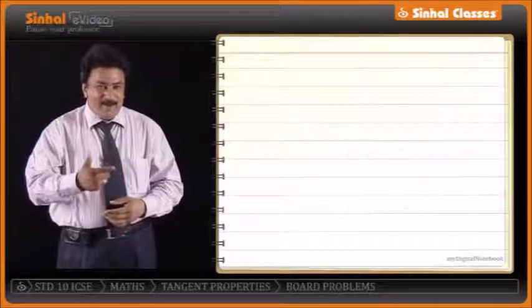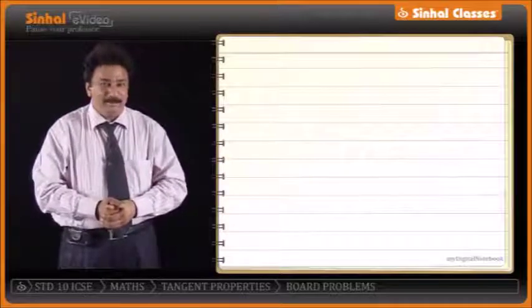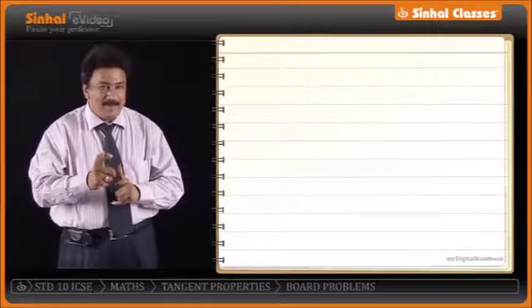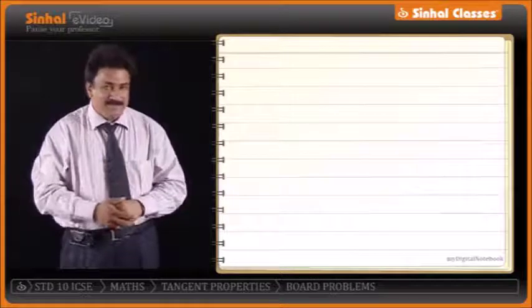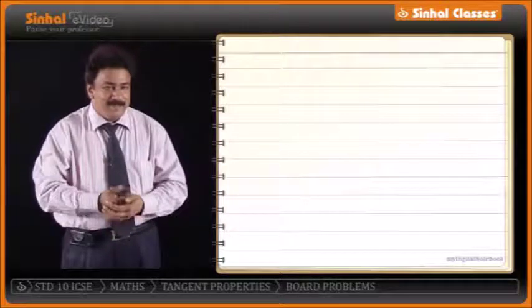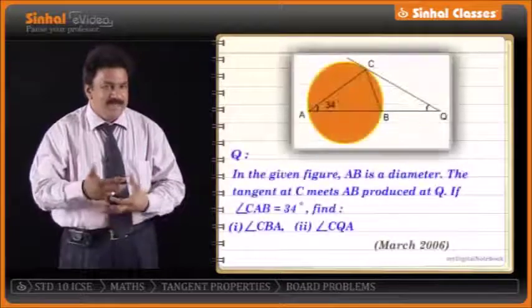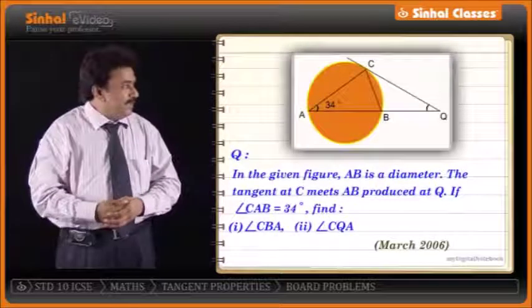Now see, when you look into the next sum which has come in the board exam, I'm talking about a sum which has come in the year 2006. It looks a very easy sum. See the figure. It's pretty straightforward. See what is there in this sum?